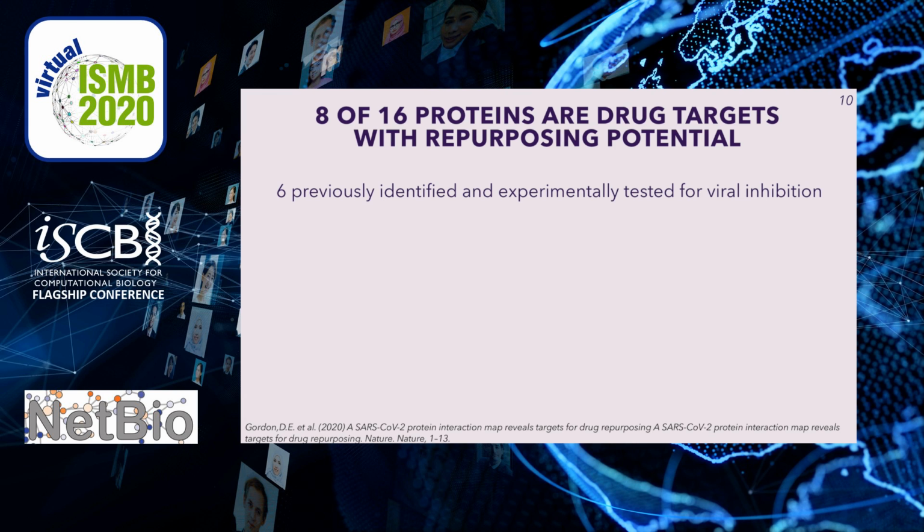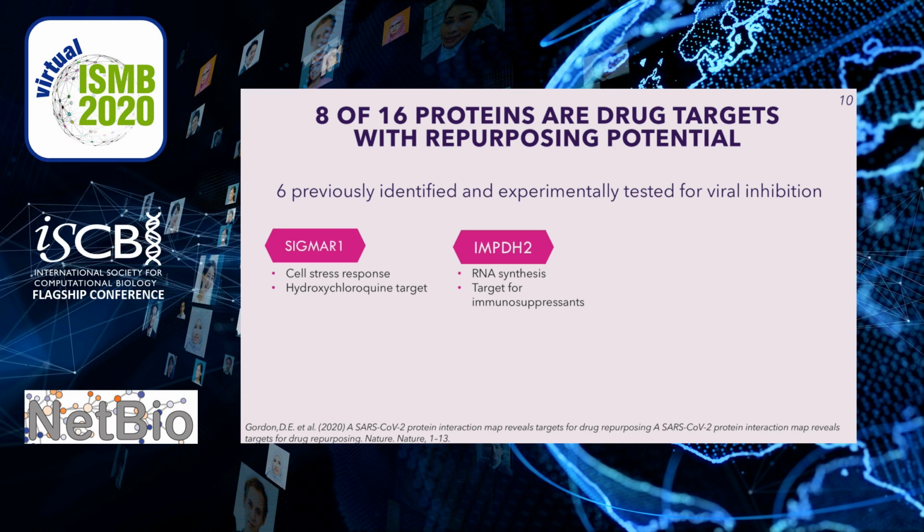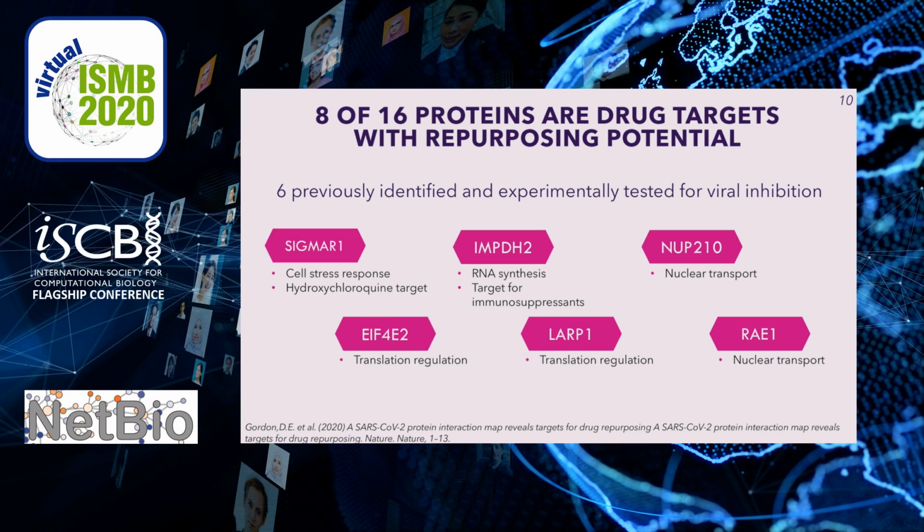And we get some really interesting targets. So we have the hydroxychloroquine target having to do with cell stress. We have RNA synthesis, a known immunosuppressant target. We have genes having to do with nuclear transport and translation regulation. So all of these are important for a viral infection.